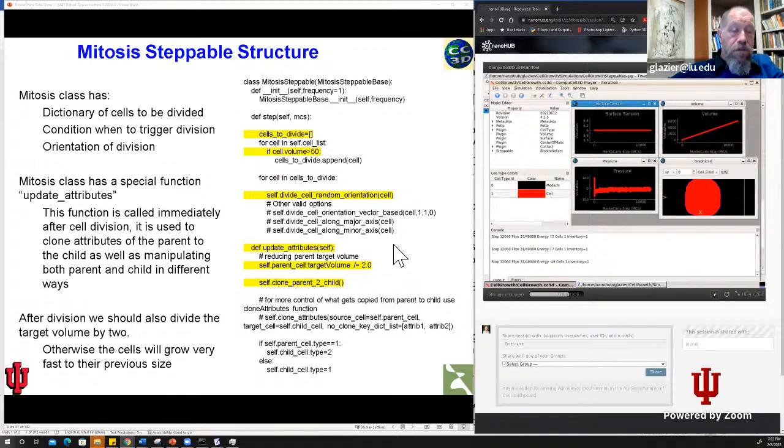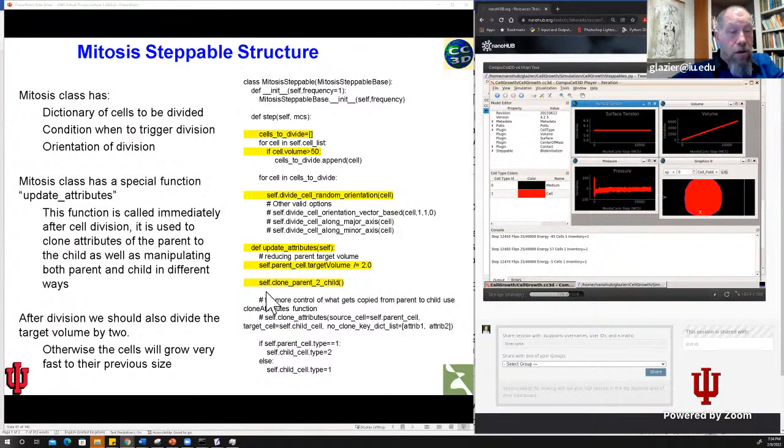The next thing that we have to do is say what the daughter cell and the parent cell do after division. By default, the parent cell doesn't change its attributes at all, and the daughter cell doesn't have any attributes, neither one of which is what we want. And so there is a function which is called after division, called update attributes. And typically the first thing we're going to do is say self.parent cell.target volume divide equals 2. We're going to say it's a symmetrical division.